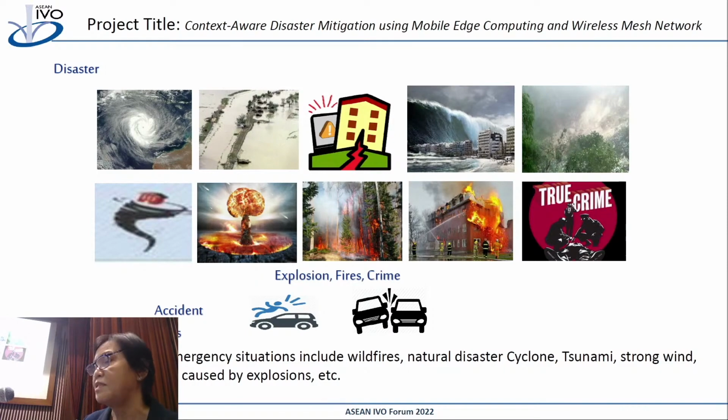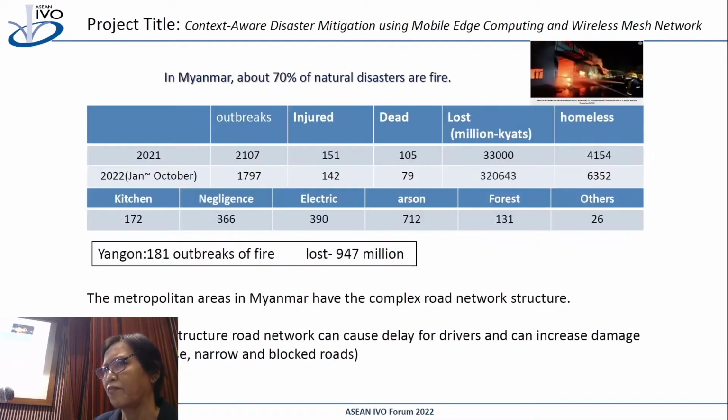The emergency situation can be caused by disasters such as wildfire, natural disaster, cyclone, tsunami, strong wind, earthquake, or by explosion, etc. But in our developing country, Myanmar, fire disasters have a greater effect than other disasters. In Myanmar, about 70% of disasters are fires.